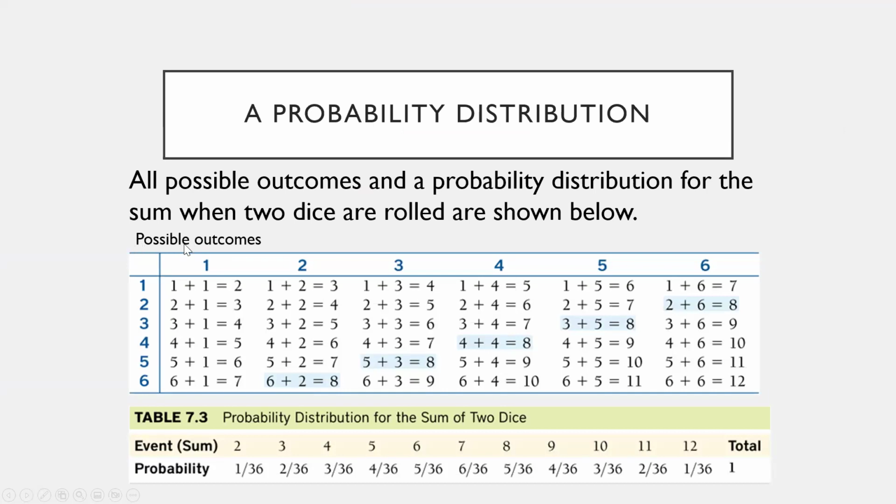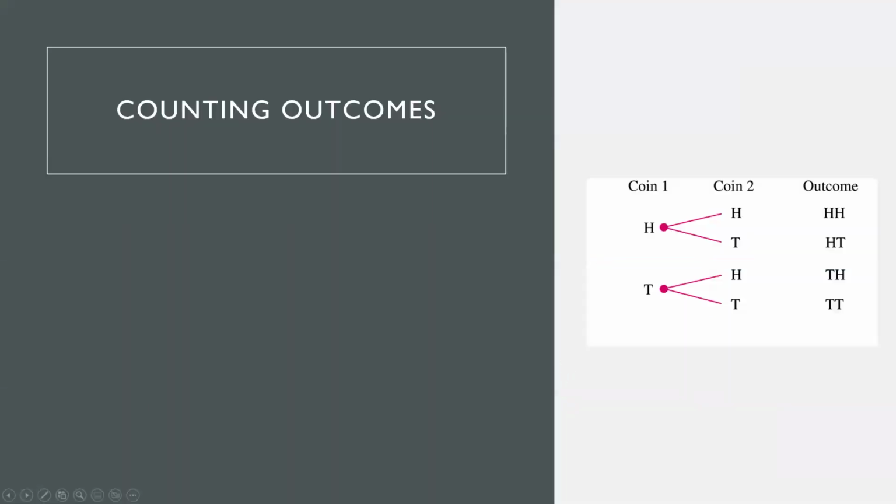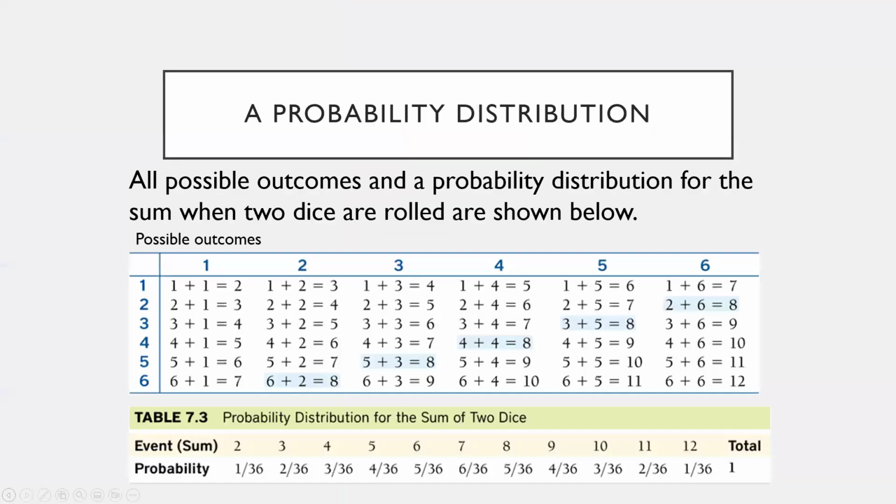So the possible outcomes, this first piece up top here, is just our guide, right? This is just to help us. Let's go back. This is just to help us. This down here is our probability distribution for the sum of 2 dice.